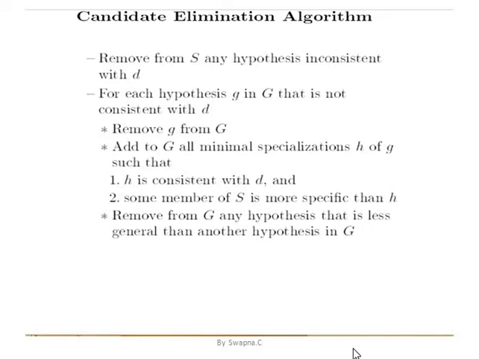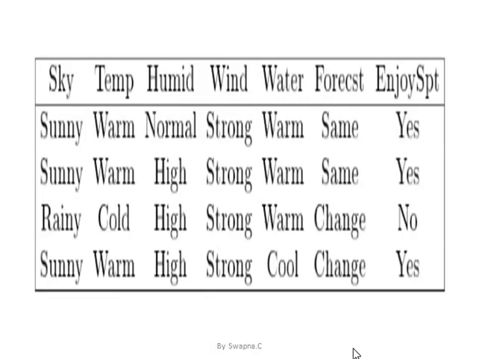To understand this, we are going with a training example. We are going with the example of EnjoySport, the table we saw till now, which has a set of positive and negative training examples. That is 4 instances. In that, 3 are positive training examples and 1 is a negative training example, and we are applying the candidate elimination algorithm on these training examples here. So this is our EnjoySport example.